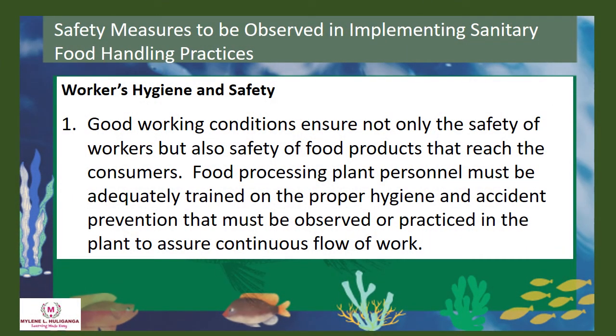Workers' hygiene and safety. Number 1, good working conditions ensure not only the safety of the workers, but also the safety of food products that reach the consumers. Food processing plant personnel must be adequately trained on the proper hygiene and accident prevention that must be observed or practiced in the plant to assure continuous flow of work.